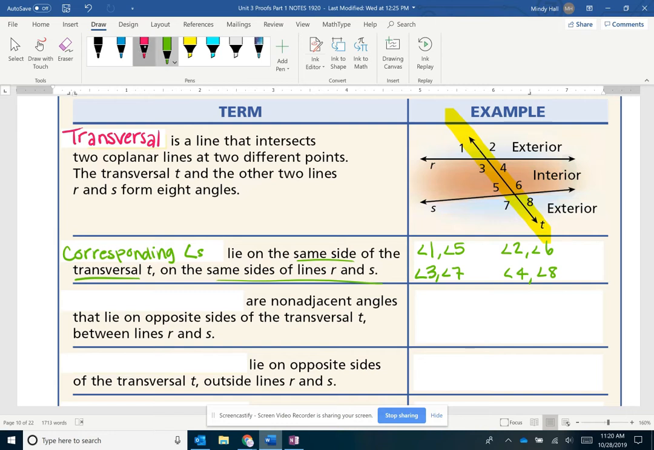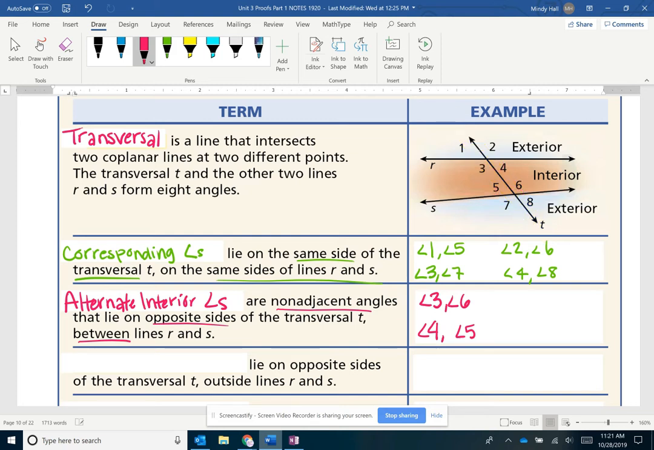Then our next set are non-adjacent angles that are on opposite sides of the transversal and between the lines. This is known as alternate interior angles. If you think about it, alternate means opposite. So if I'm at, let's say, angle 3, the one on the other side but not next to it is going to be angle 6, which then would leave me angle 4 and angle 5 as my other set of alternate interior angles.